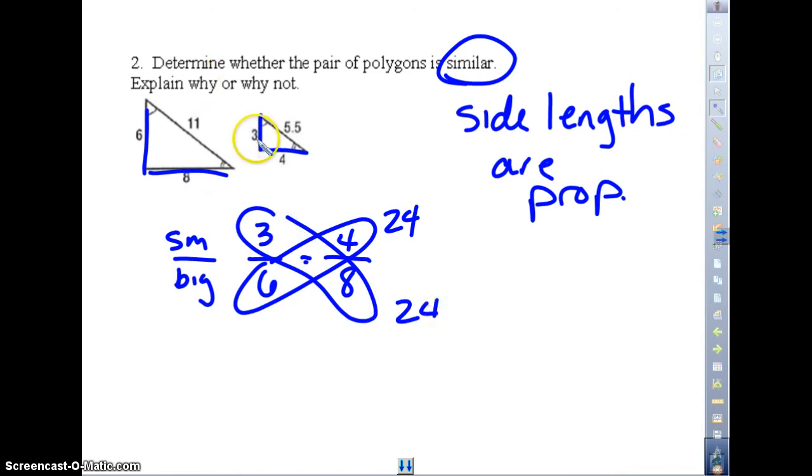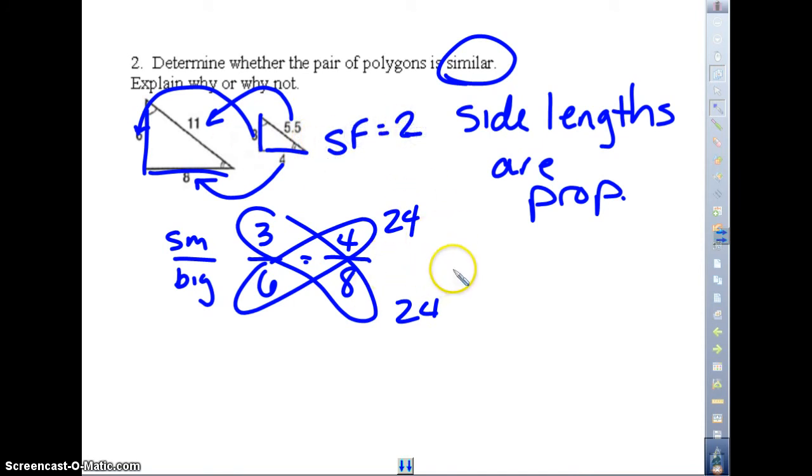If you even look at the numbers, 3 multiplied by 2 gives you 6. 4 multiplied by 2 gives you 8. 5.5 multiplied by 2 gives you 11. You have a scale factor equal to 2 going in that direction. That's another reason you can say yes, they're similar, because the big triangle has side lengths that are twice the smaller. Or you could say the smaller has side lengths that are half the larger. Or you could say your cross products are equal. Side lengths are proportional.